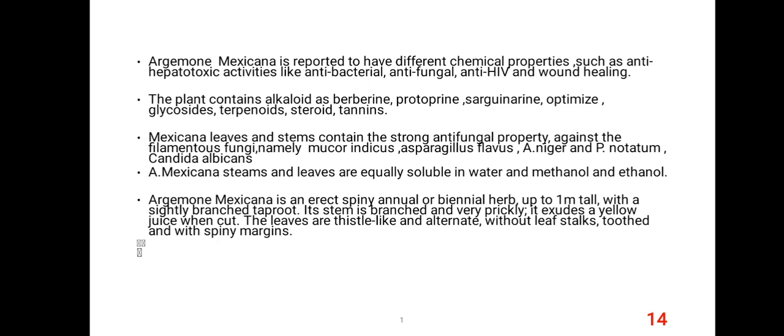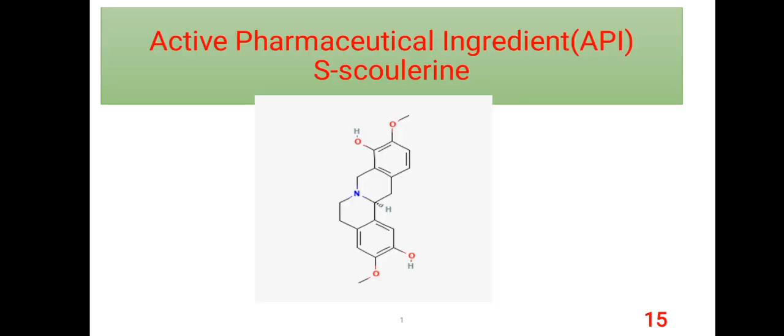Argemone mexicana is an erect spiny annual and biennial herb up to 1 meter tall with a slightly branched taproot. Its stem is branched and very prickly. It exudes a yellow juice when cut. The leaves are thistle-like and alternate, without leaf stalks, toothed.